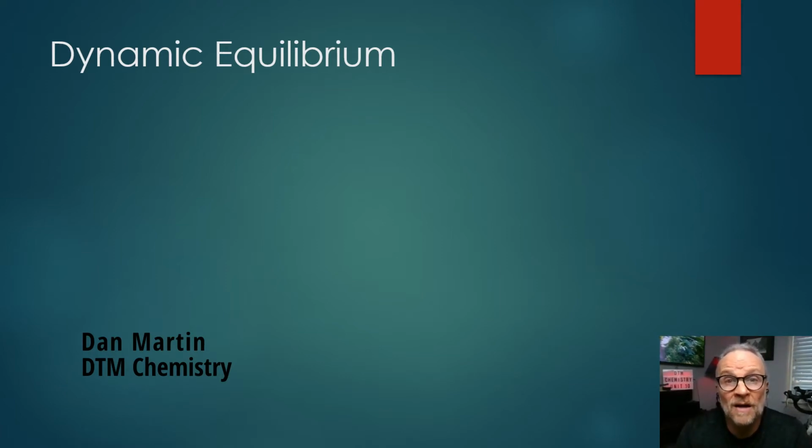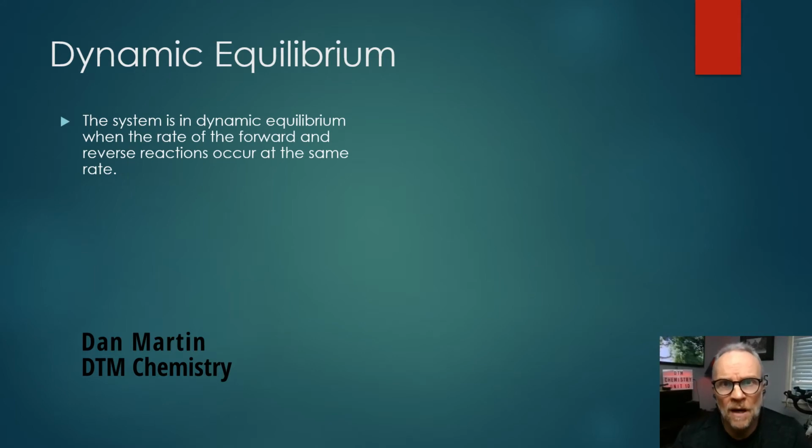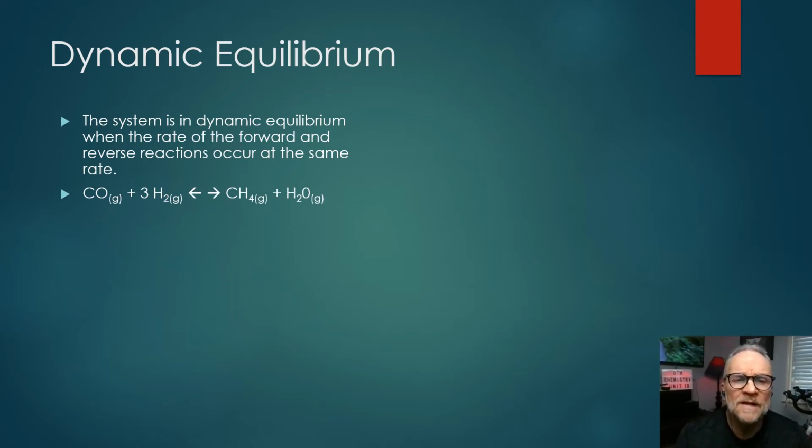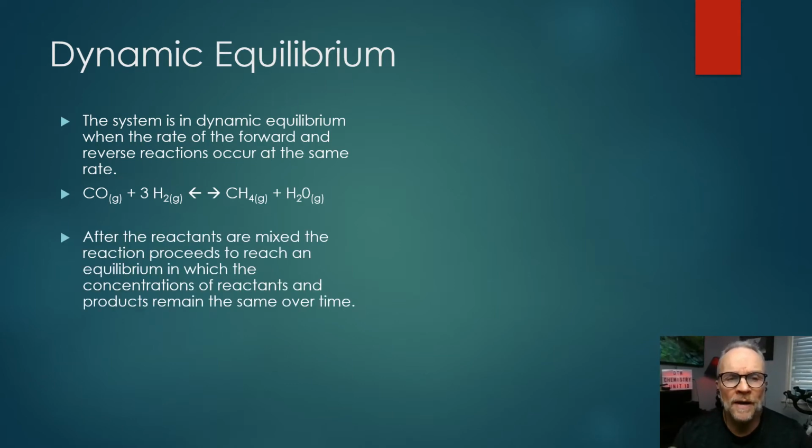Okay, so when we talk about chemical equilibrium, we say it's a dynamic equilibrium because products and reactants are constantly being formed after the reaction starts. And so when you mix your reactants up, they automatically form the products, and as soon as that happens, the products reform to make the reactants. And so this forward and reverse reaction are happening at the same rate. So the system in a dynamic equilibrium is when the rate of the forward and the reverse reactions occur at the same rate.